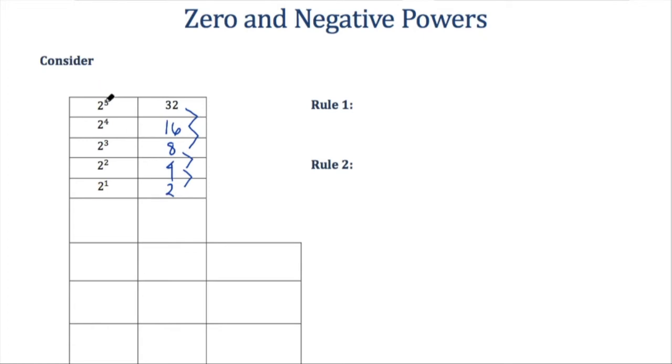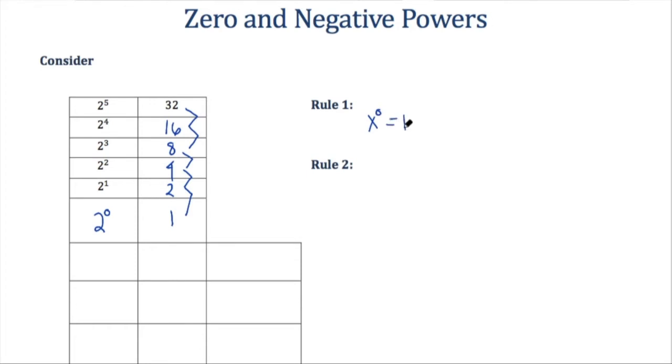If I'm looking at my exponents, they went 5, 4, 3, 2, 1. So next up would be 2 to the 0. That's pretty weird. How do we begin to do that? How do we multiply 2 by itself 0 times? Well, if we follow the pattern, we need to divide by 2 again. So 2 divided by 2 is 1. Interesting turn of events. So we've got 2 to the 0 is equal to 1, and in general, that's our first rule: anything, x, raised to the 0 power is 1.